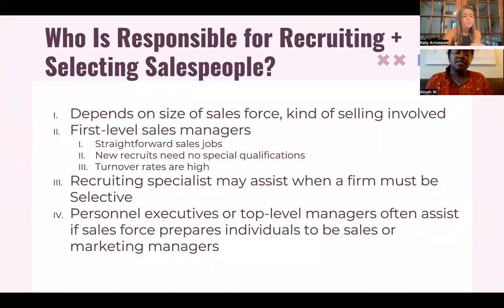So first level sales managers are responsible for straightforward sales jobs, new recruits who need no special qualifications, and when turnover rates are high. Recruiting specialists are called in when the firm must be very selective in the hiring process, and personnel and top-level managers are called in when Salesforce prepares to hire actual managers.